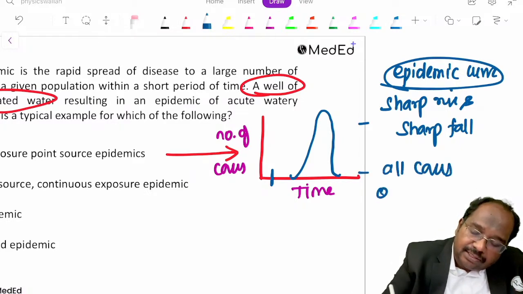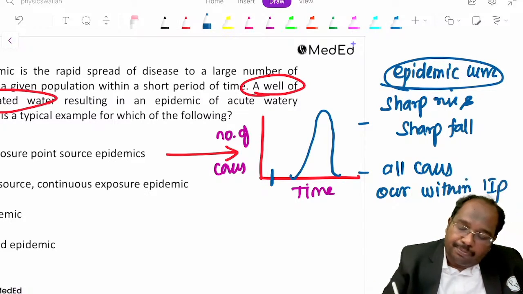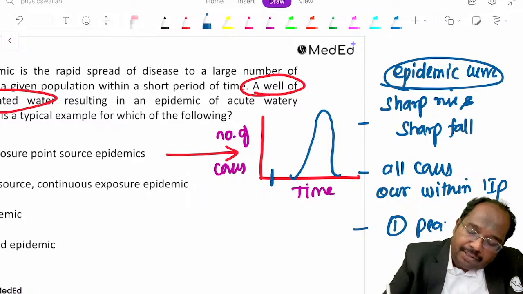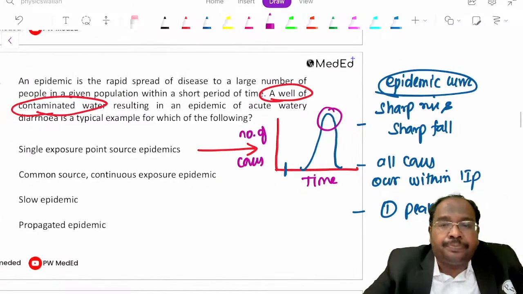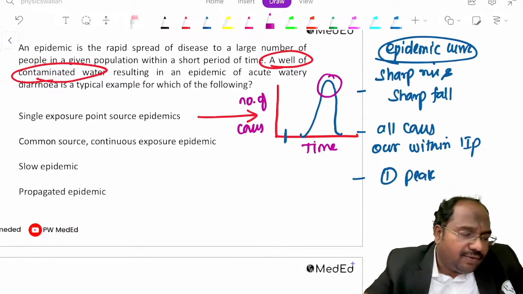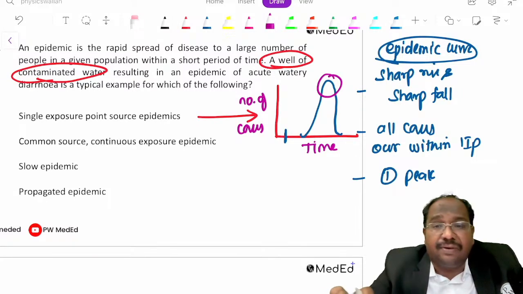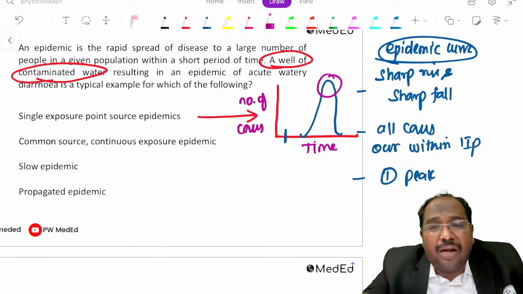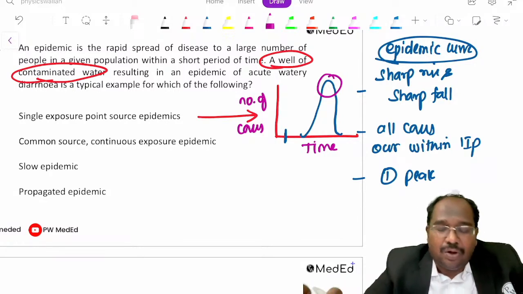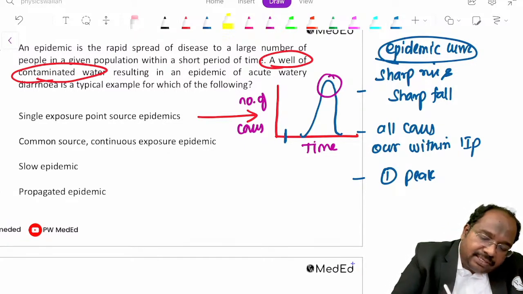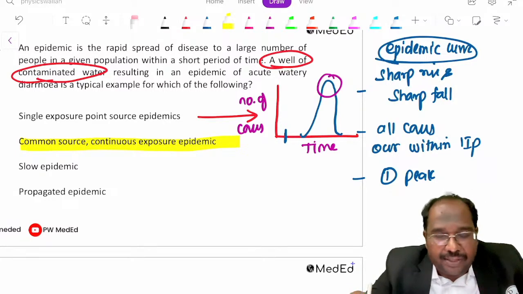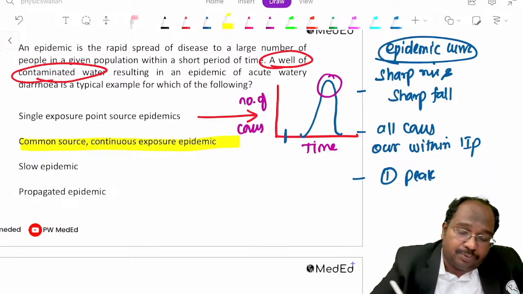All cases occur within one incubation period, and only one peak will be there. Look at this, this is the peak. All cases occur within one incubation period because all of you are eating at the same time. This is single exposure point source. But the question is about a contaminated well. A contaminated well will follow this pattern: common source, continuous exposure.